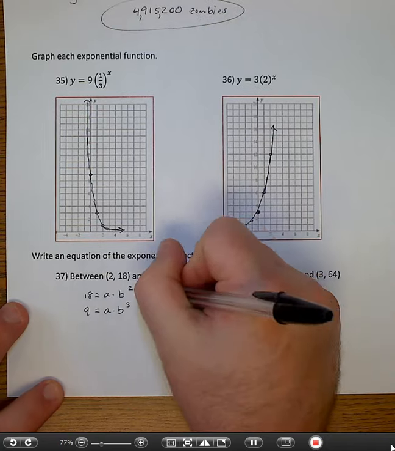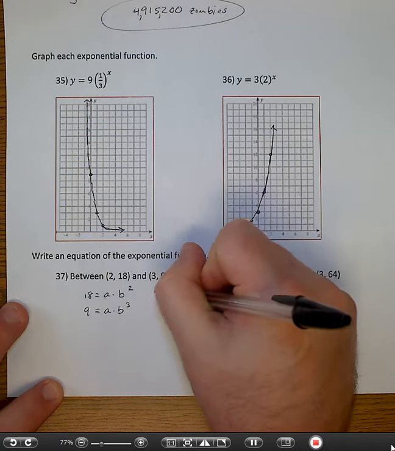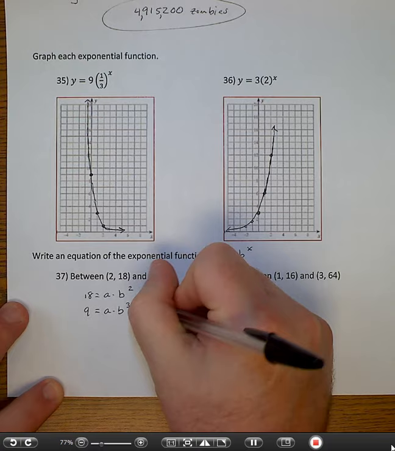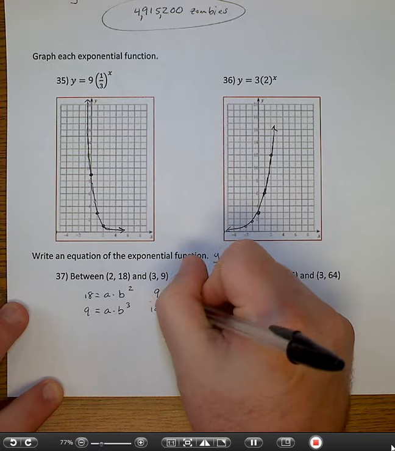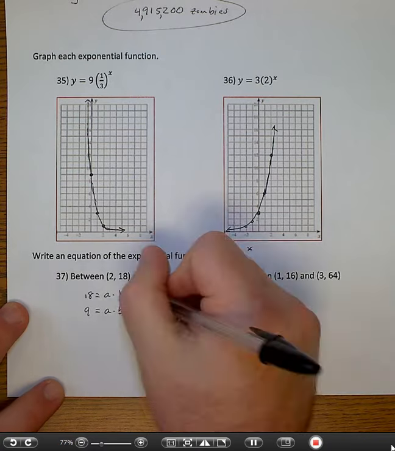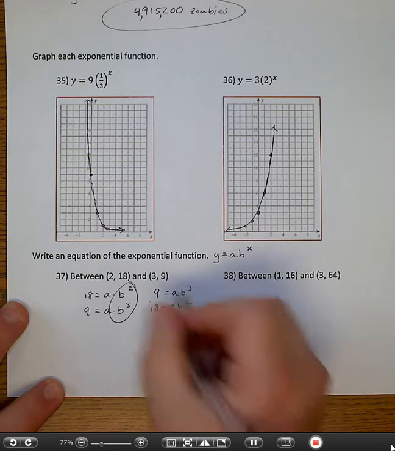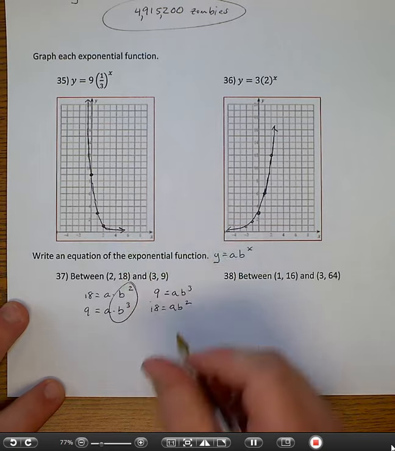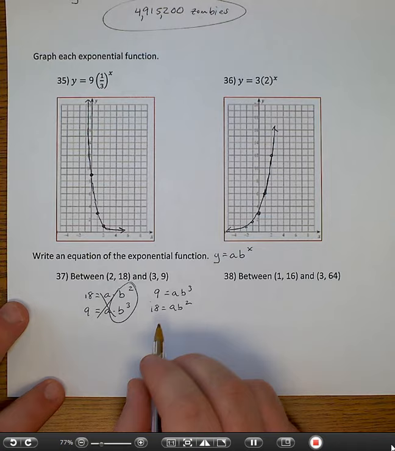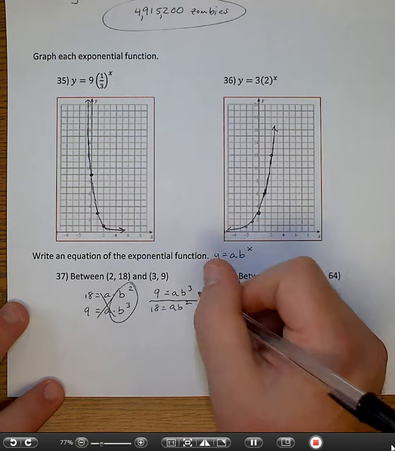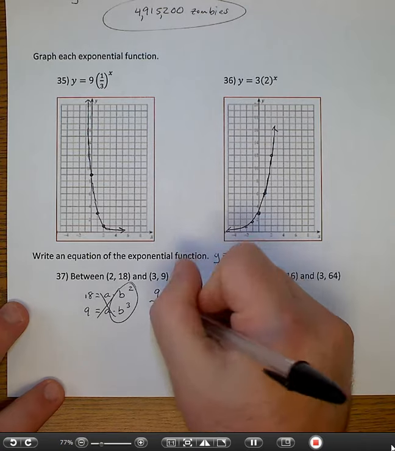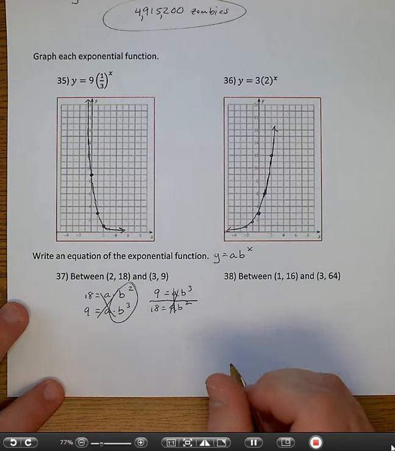I'm going to write 9 equals ab to the third first, and 18 equals ab to the second. Why? I want my bigger b value on top every time. That was my mistake. Don't do that. Now I'm going to divide these two equations. Why do I divide them? What's a divided by a? They cancel. It's eliminating the a.